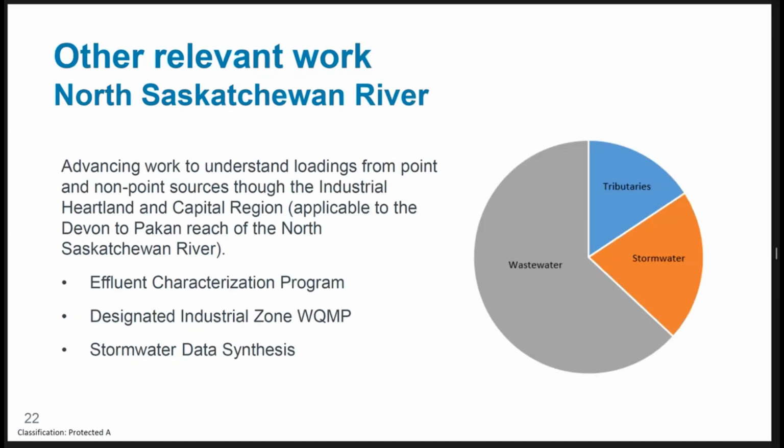While framework indicators are still undergoing preliminary assessment to determine statistically significant trends, there is a lot of work happening in the region that will help support potential future investigations of cause and management actions. This includes an effluent characterization program, a designated industrial zone water quality management program, as well as a stormwater data synthesis. These projects are expected to help build understanding of loadings from point and non-point sources in the region so that management actions can be focused on changes that will yield the greatest return on investment and maintain our goal of maintaining or improving water quality. Next slide.